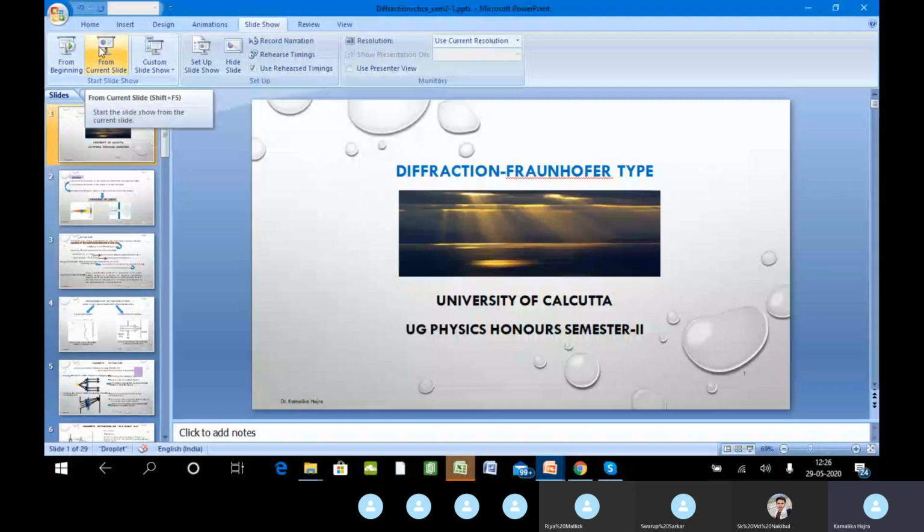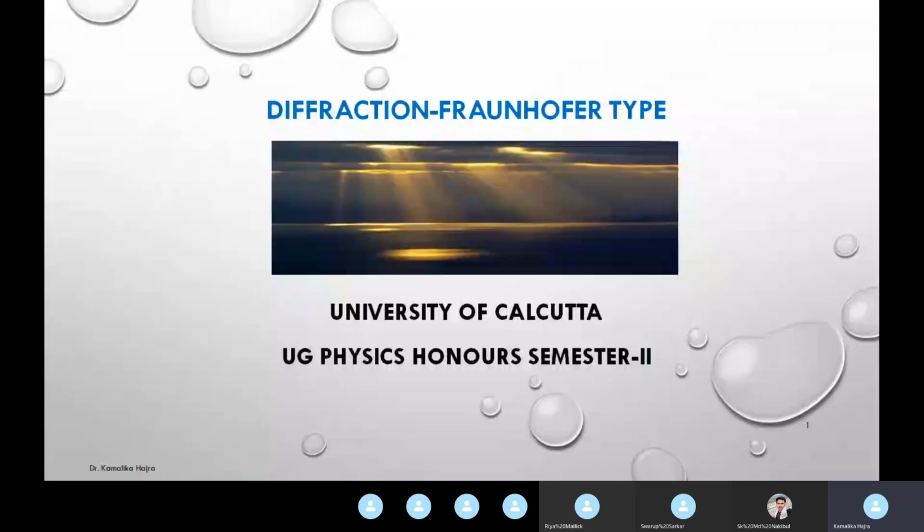Okay. So basically we are going to start with this particular PowerPoint on Fraunhofer diffraction. This is a picture I just wanted to share with you, which I got on the internet. Because we usually study diffraction in the laboratory and see the pattern on the screen, but this is a picture where it shows how diffraction can be seen naturally also.